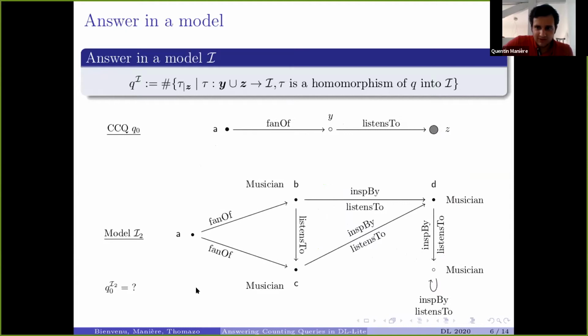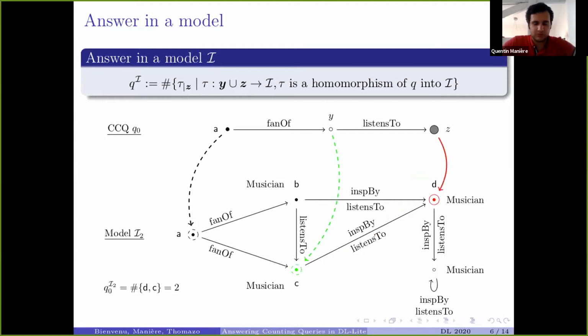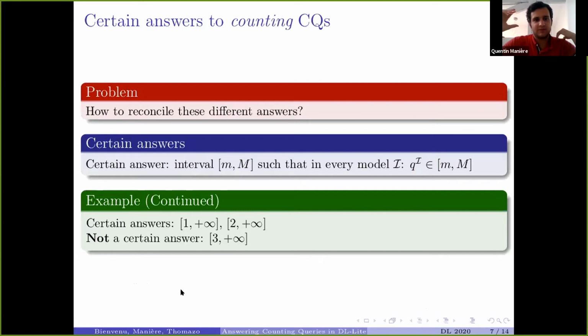So we can do the very same with the other model I showed you before, and I'll go a bit faster on this. But the main point that you have to observe is that in this model, the answer is 2. So we really have to deal with different answers coming from different models. And to take this into consideration, we'll introduce the notion of certain answer.